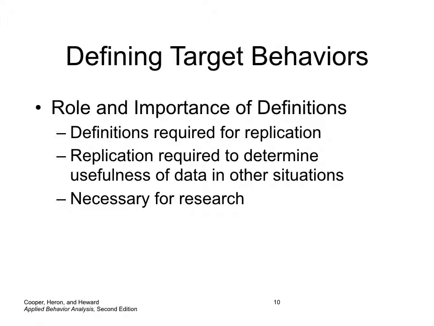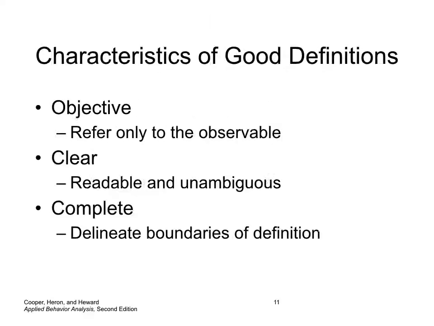Once a target behavior has been identified, it must be carefully and completely defined in observable and measurable terms. A good definition is objective, clear, and discriminative between what is and what is not an example of the target behavior.